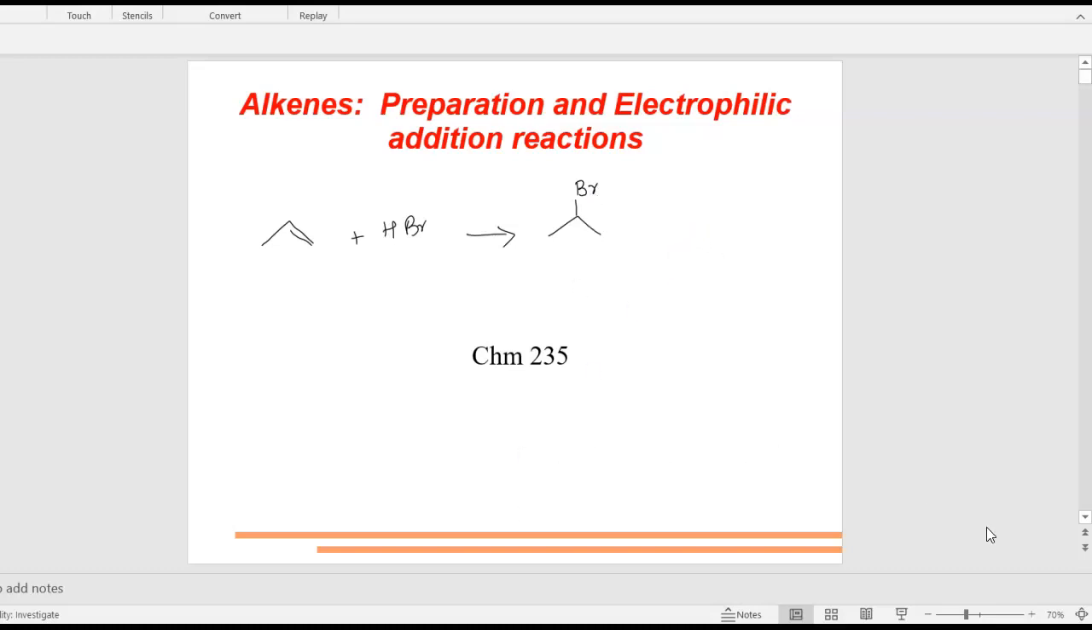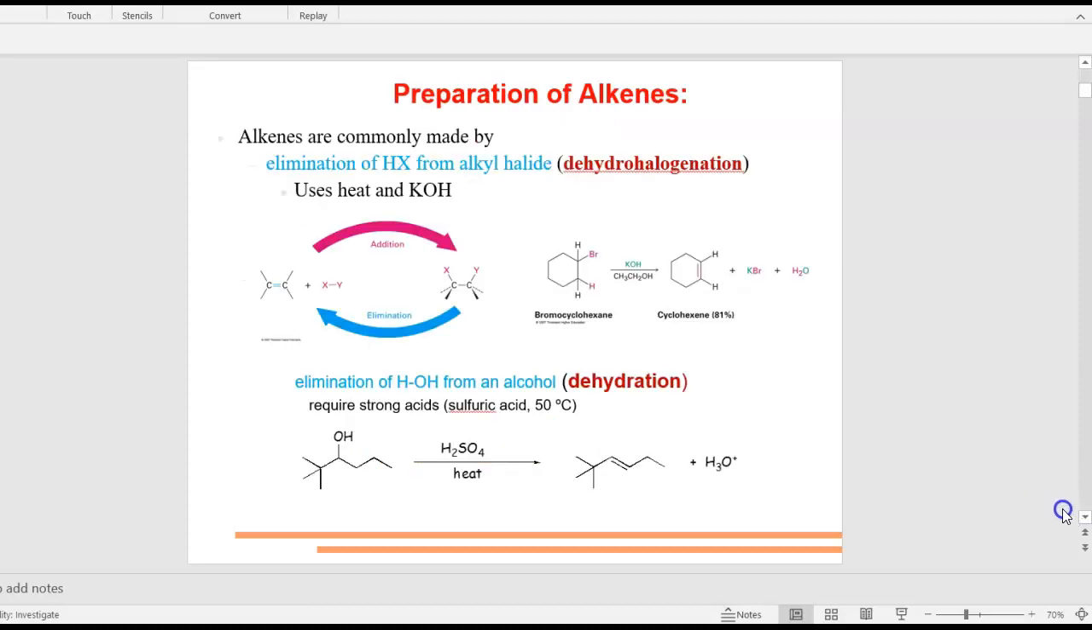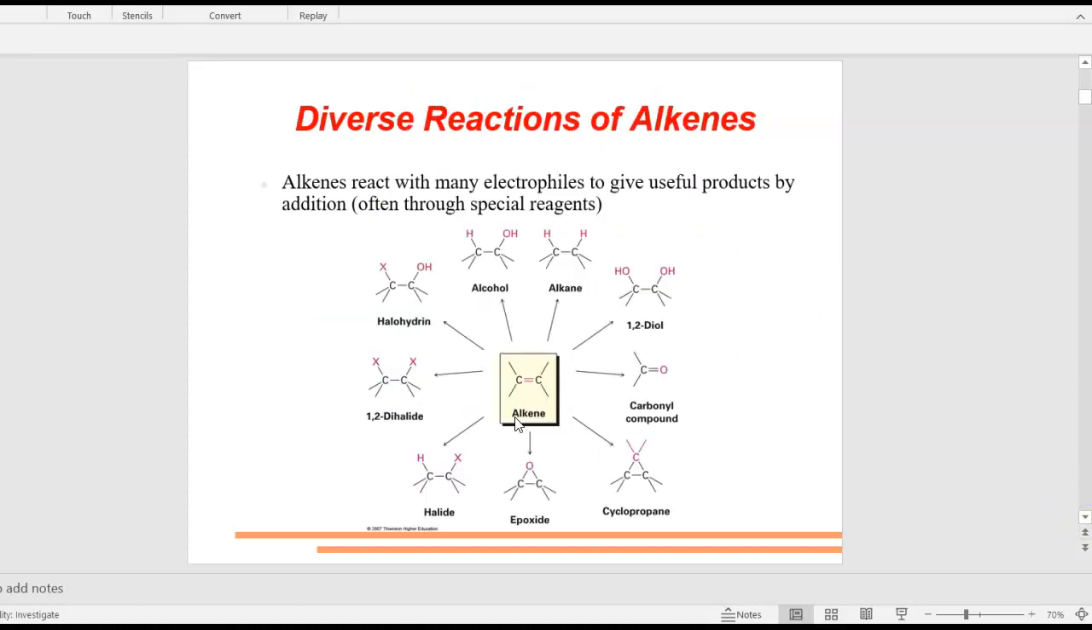In addition to this reaction, we have several other reactions which are extremely important, and they can all be made from the starting material, a simple alkene. Some of the reactions can be seen in this summary chart here. You can see that an alkene can be converted to an alcohol, an alkane, a diol, carbonyl compounds, cyclopropane, epoxides, halides, a 1,2-dihalide, or a halohydrin. So a wide number of reactions can be done using alkenes as our starting material.